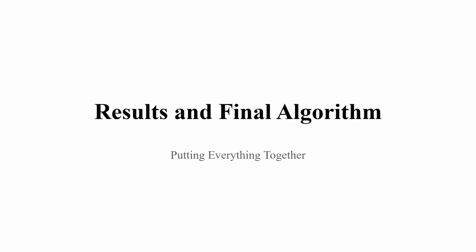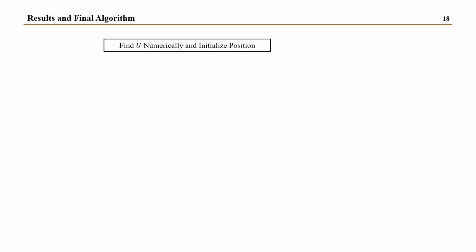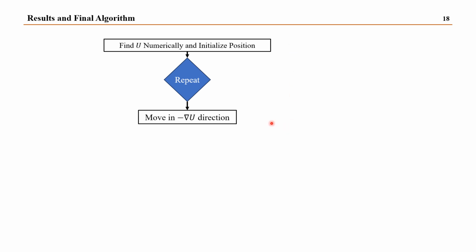Now, the results and the final algorithm. We're going to put everything together and devise a full harmonic potential field algorithm. So first, we find nu numerically, and we initialize the position of the robot. Then we keep repeating. At each point, we move in the negative gradient of the potential function. So at each point, I compute the gradient using the neighboring cells of the current cell, and I move in that direction.